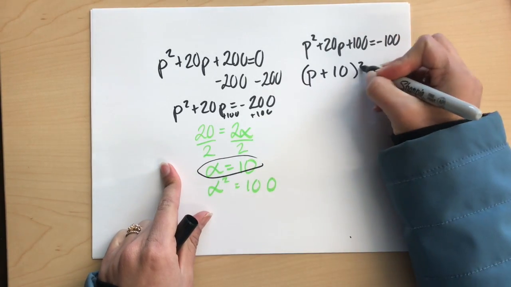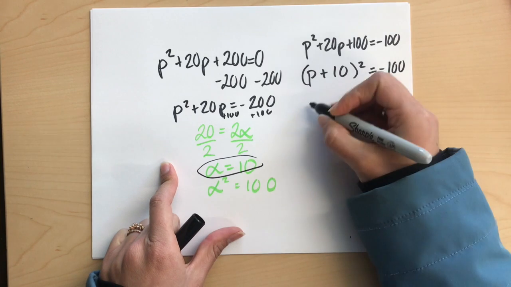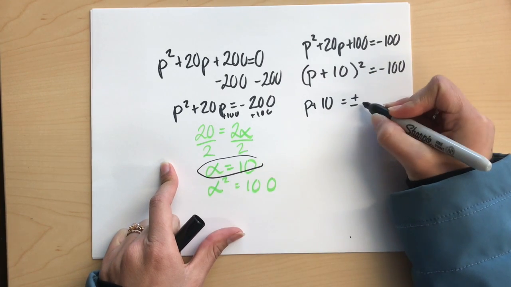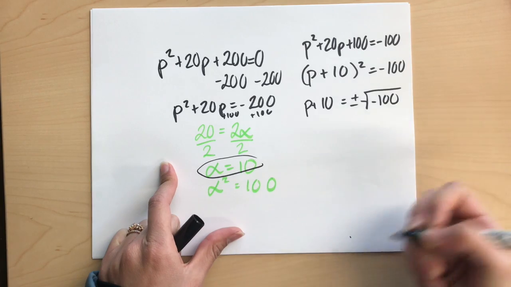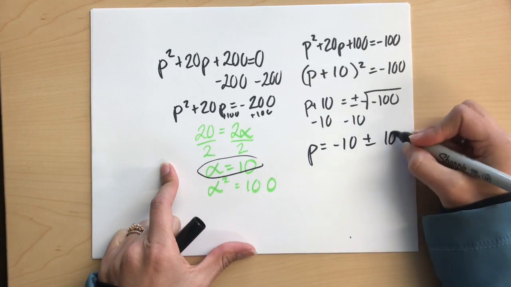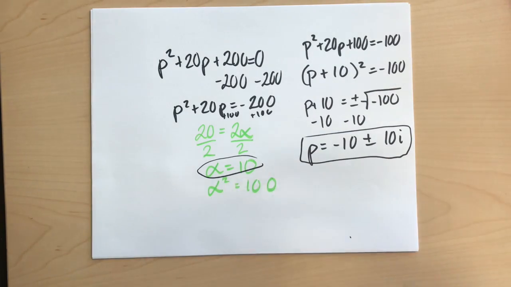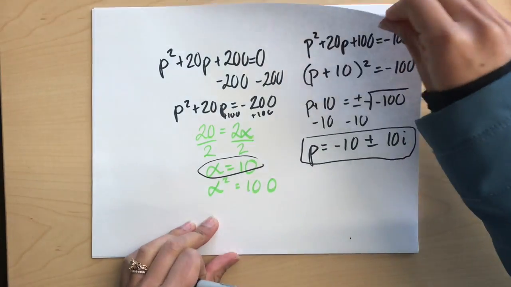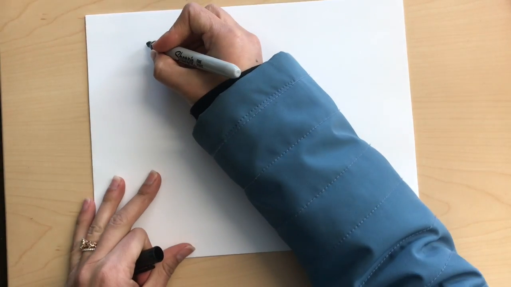Okay, p squared plus 20p plus 100 factors into p plus alpha squared, and alpha is 10, so it's p plus 10 squared. Okay, and then I can take the square root to solve, and I get a plus or minus, and I end up with, because that's negative 100, it's going to be 10i that comes out. So p is equal to negative 10 plus or minus 10i. And we are done there.